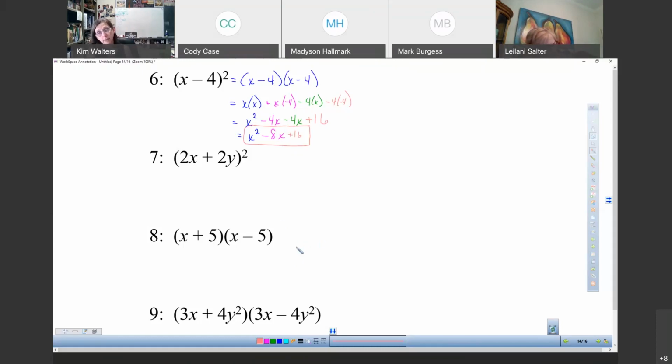I'm going to do the same thing with number 7. The very first thing I'm going to do, though, is rewrite this. If you don't rewrite this, you are going to make a fatal math mistake. It may not be fatal in the rest of the world, but it is going to be a fatal math error if you do not rewrite this as the product of two binomials. Period. Done. Okay, so I've made my peace with that. So this is going to be 2x plus 2y times 2x plus 2y, and now I can FOIL it.